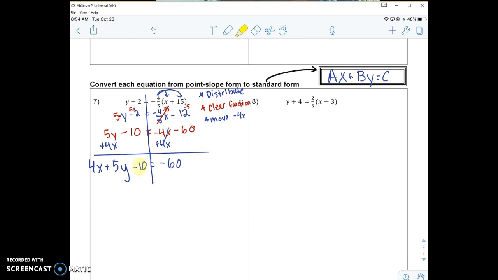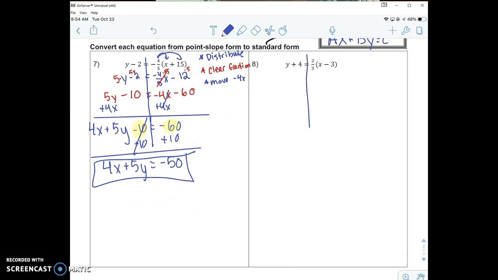Lastly, I'm going to move this constant to the other side of the equation. It's negative 10, so I'm going to add 10 to both sides. I'm left with 4x plus 5y, negative 60 plus 10 gives me negative 50. All my numbers are whole numbers, and my a value is positive. This is in standard form.